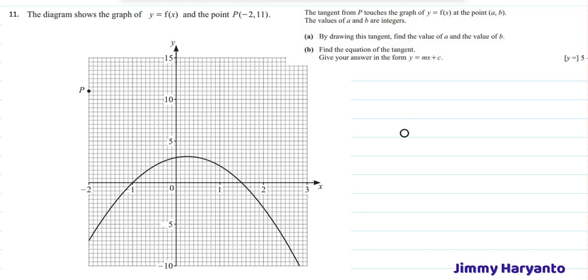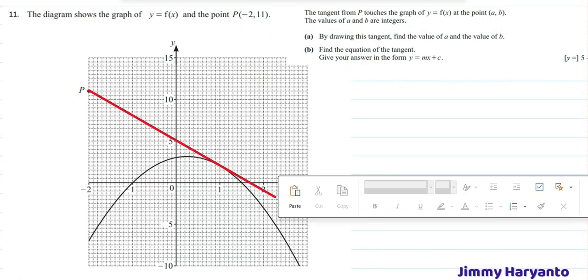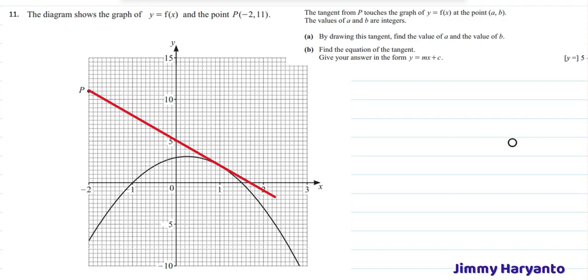The tangent from P. Okay, I think we need to draw the tangent first. The tangent from P will be like this. It touches the graph at points A and B. So A and B will be right here.